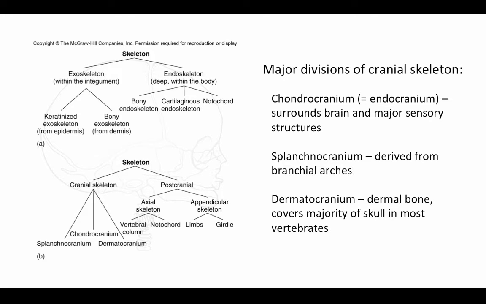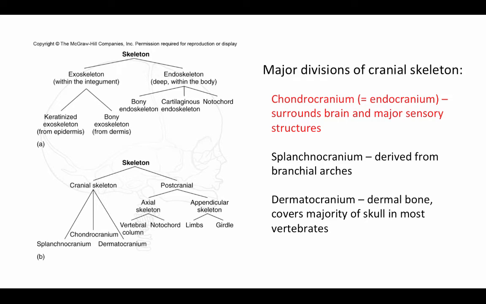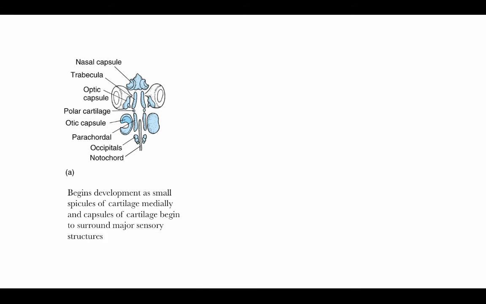And finally, there's the dermatocranium. So this is the dermal bone component of the skull, and it covers the majority of the skull in most vertebrates. So it's going to be that kind of protective exoskeleton part of the skull. So let's begin by discussing the chondrocranium, and we'll begin with the development of the chondrocranium.